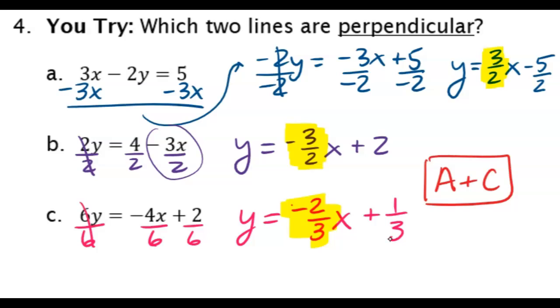because they're opposite signs. This one's positive, this one's negative, and if you take 3 over 2 and flip it, the reciprocal is 2 over 3.